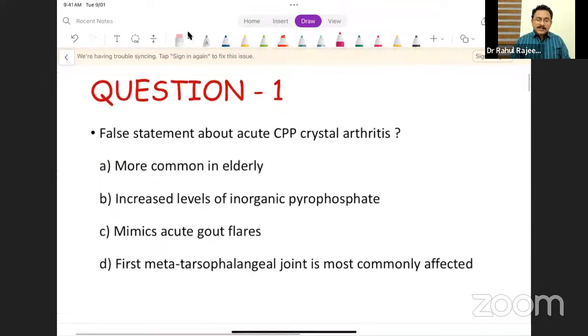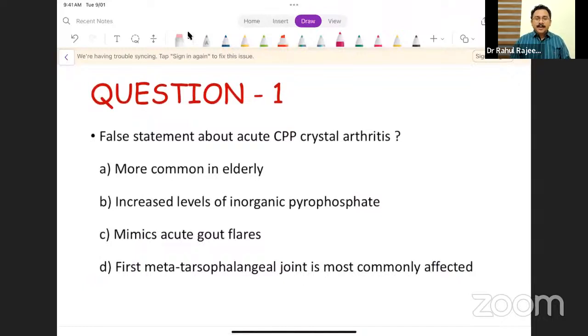Okay. So first question, false statement regarding acute CPP crystal arthritis. What is CPP? CPP is calcium pyrophosphate. Calcium pyrophosphate related arthritis can present in acute form as well as chronic form. The acute form can sometimes mimic gout, which is why it is often called pseudo-gout. And the chronic CPP crystal arthritis often mimics osteoarthritis.